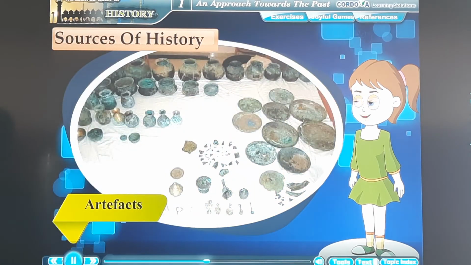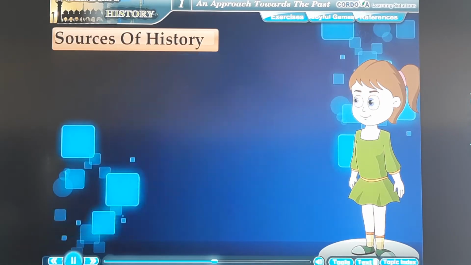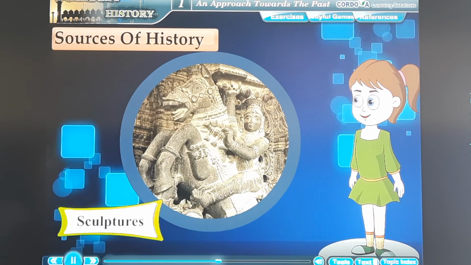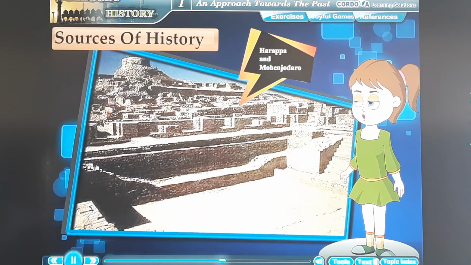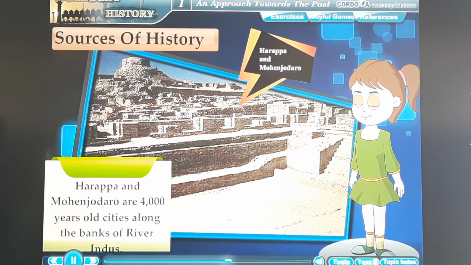Artifacts. The objects of different kinds made by humans in the past are called artifacts. For example, things like metal objects, pottery, tools, ornaments, jewelry, weapons, and sculptures. They give us important clues and help us in understanding the cultural life of the past. The objects found at Harappa and Mohenjo-daro throw light on the developmental aspect of that age. Harappa and Mohenjo-daro are 4,000 years old cities along the banks of River Indus.